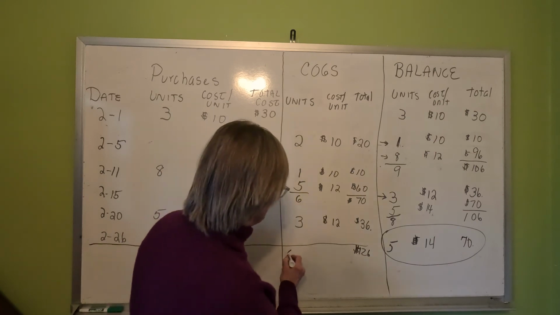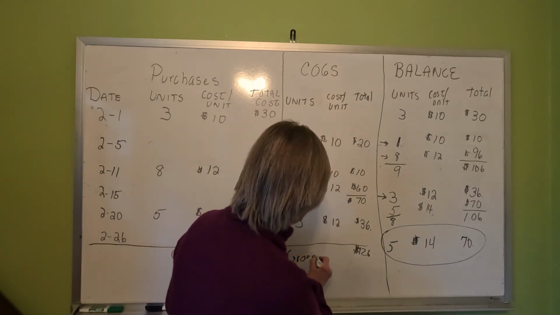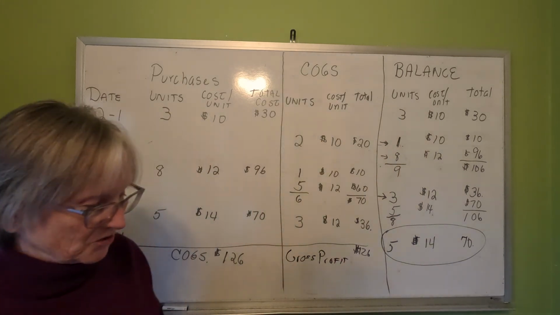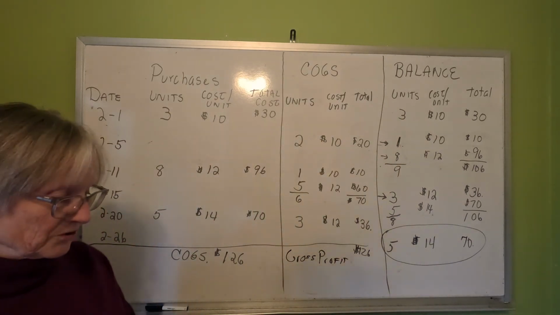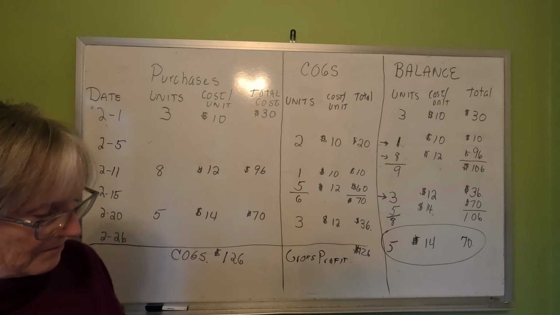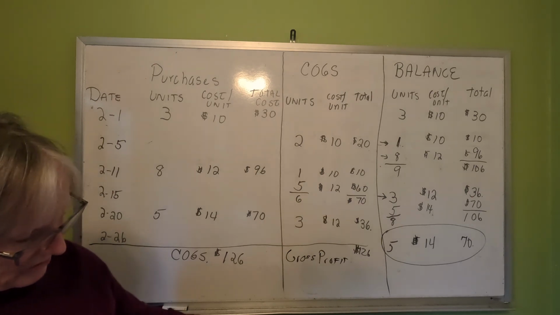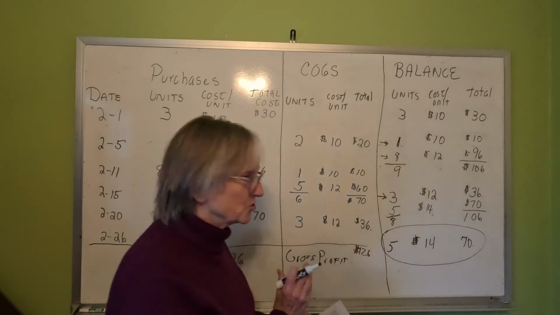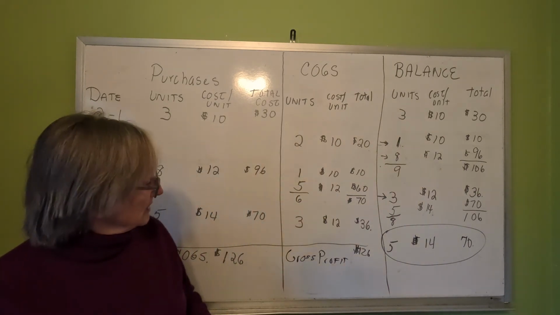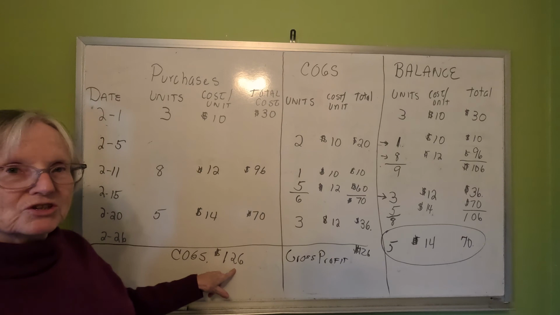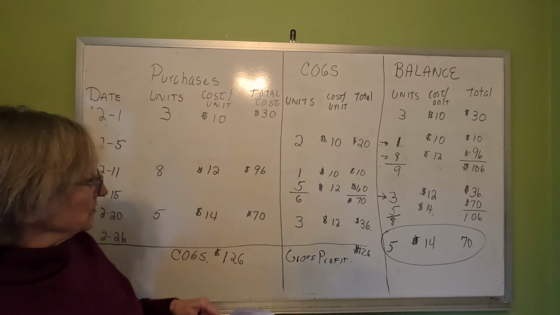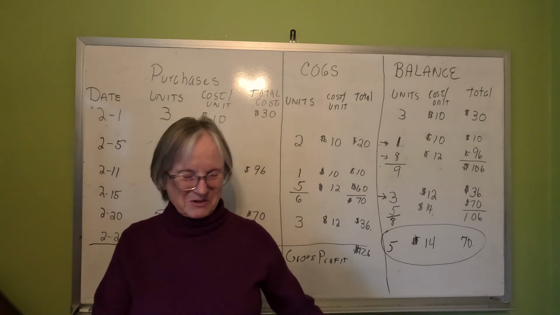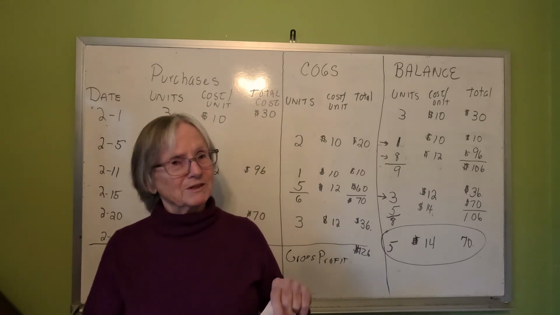The other question they usually ask is, what is the gross profit? And gross profit is going to be your sales revenue, which is actually given on the chart, of 220. So your gross profit is going to be the 220 sales revenue less your cost of goods sold. And you can figure out your gross profit. Okay, so that is it for FIFO. Our next adventure will be LIFO.